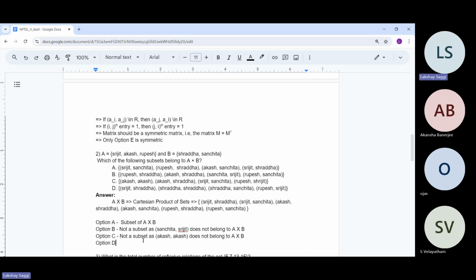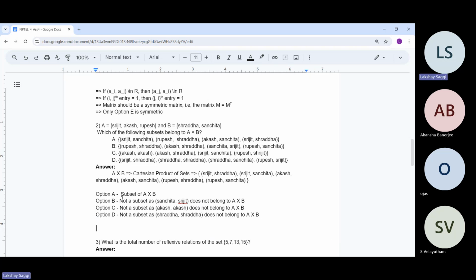Then we come to option D. Option D says Srijit, Shraddha. So Srijit, Shraddha is present. Shraddha, Shraddha is not present. Right? So again, option D is not a subset also. Note that all entries should have been a part of A cross B. If we encounter even one entry which is not part of A cross B, then it is not a subset. I hope this is clear to everyone.